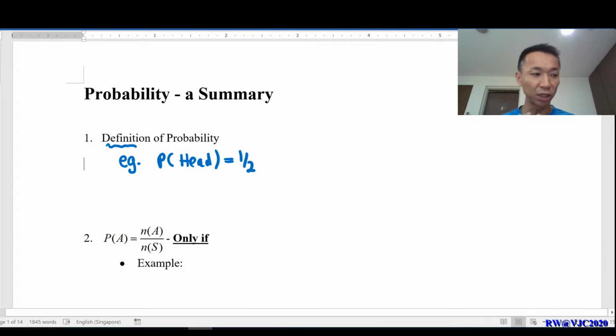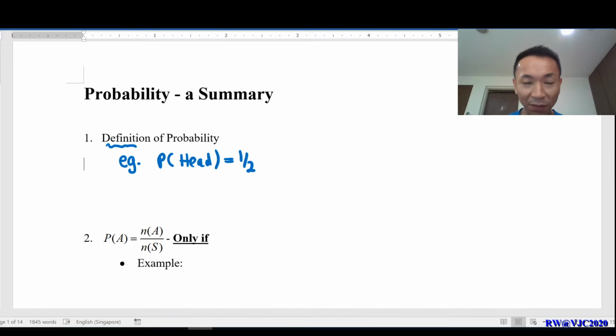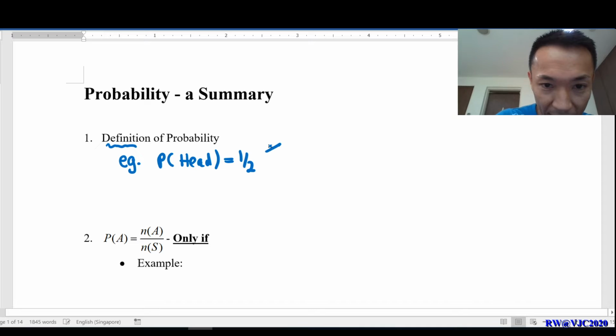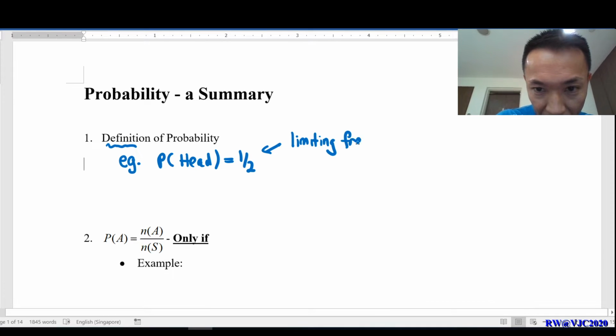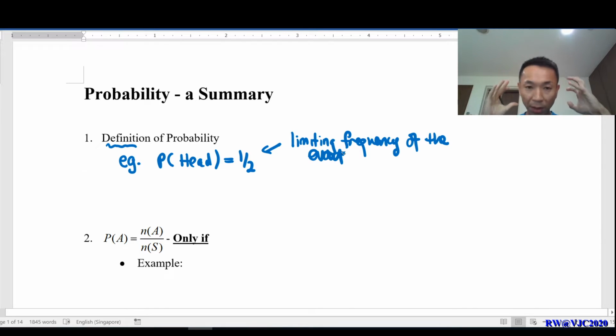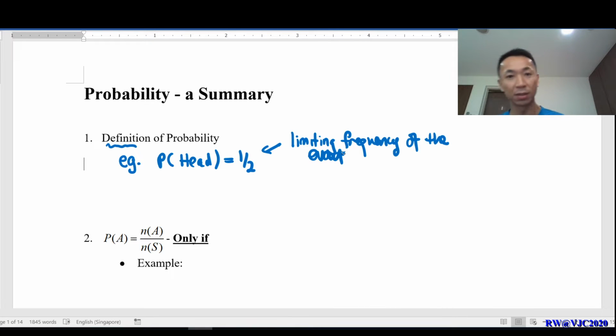This half essentially is, if you toss enough times, you toss 100 times, 1,000 times, 10,000 times, actually, this is the limiting frequency of the event. Now, this may sound very complicated, but actually it's not. All we are saying is you toss many times, ultimately, half of the time you'll get heads.